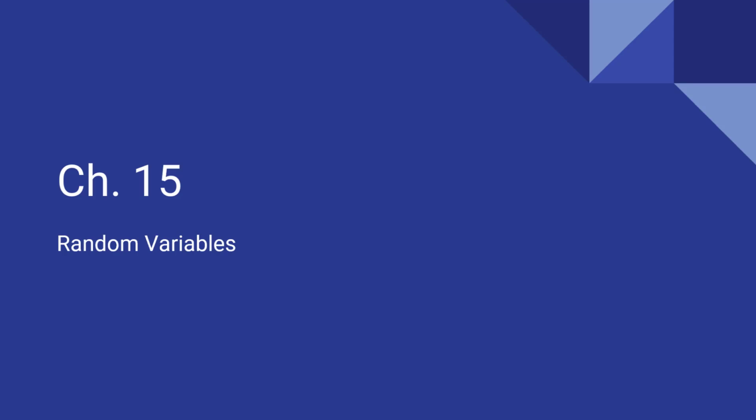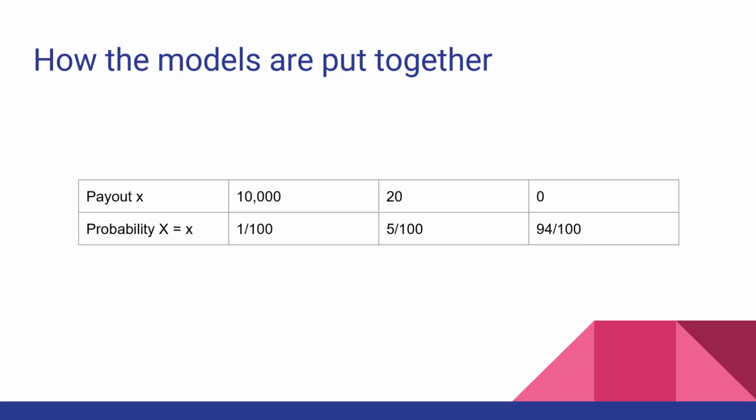Hey guys, today we are going to be going into random variables. This is when you have a setup where you have a lot of different outcomes, but each one has a different weighted probability. If we come over here, this is how they're put together.